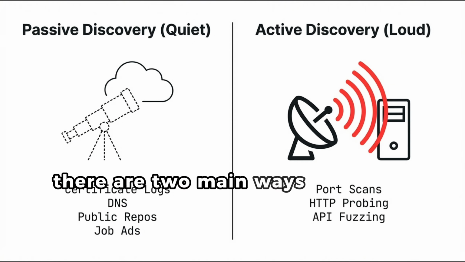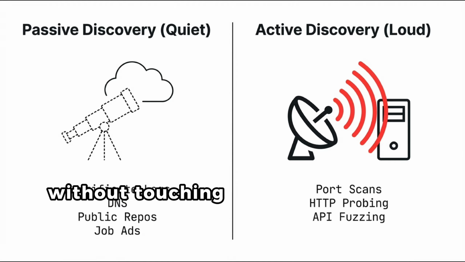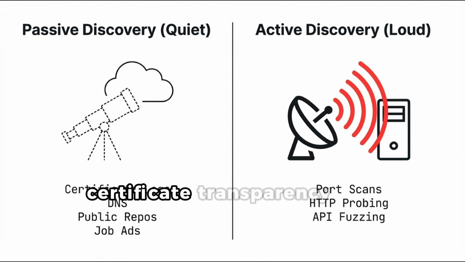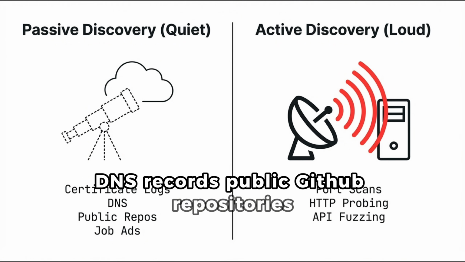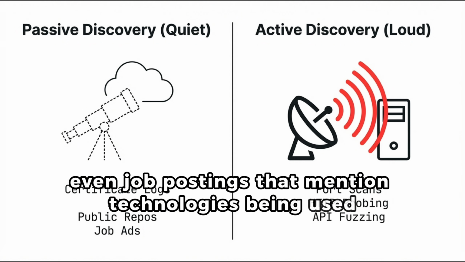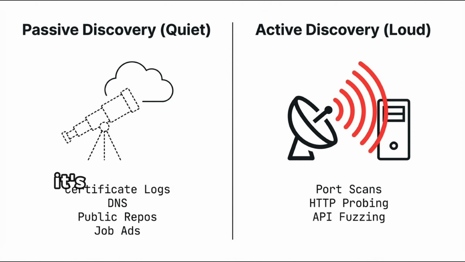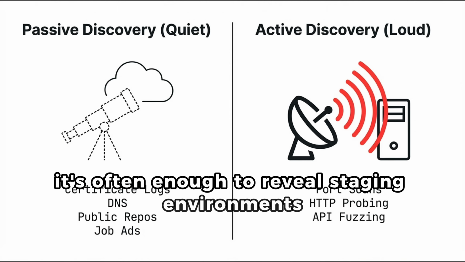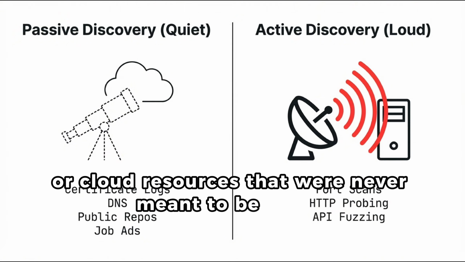There are two main ways attackers do this: passive discovery and active discovery. Passive discovery means learning from public information without touching the target directly. Certificate transparency logs, DNS records, public GitHub repositories, even job postings that mention technologies being used. This kind of discovery is quiet, almost invisible. It's often enough to reveal staging environments, forgotten subdomains, or cloud resources that were never meant to be public.